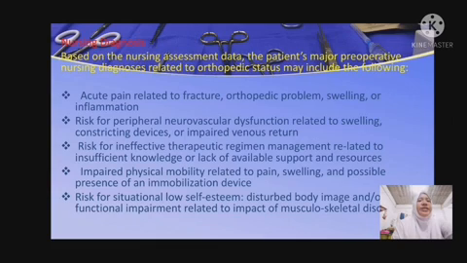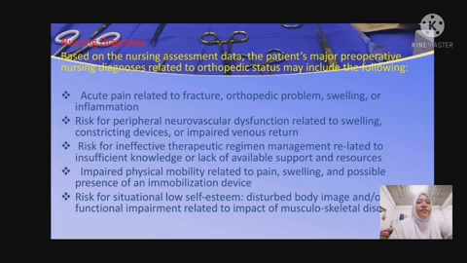And for the nursing diagnosis, based on the nursing assessment data, the patient may have preoperative nursing diagnoses. Diagnoses related to orthopedic status may include the following: acute pain related to fracture, orthopedic problem, swelling or inflammation; and risk for peripheral neurovascular dysfunction related to swelling, constricting devices, or impaired venous return.